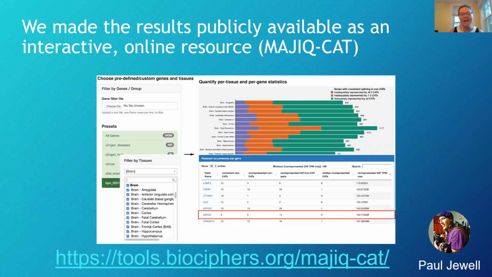And so you too could go to this website, tools.biocyphers.org, MagicCat. Magic is the name of the splicing tool that we use for splicing prediction. I pulled up here for you a screenshot of the brain. You can pull up all brain, or specific subsections of the brain. You can pull in only ClinGen annotated disease-causing genes. You can pull in the Deciphering Developmental Disorders brain-important genes. You can pull in custom lists. You can say, I want all epilepsy genes.